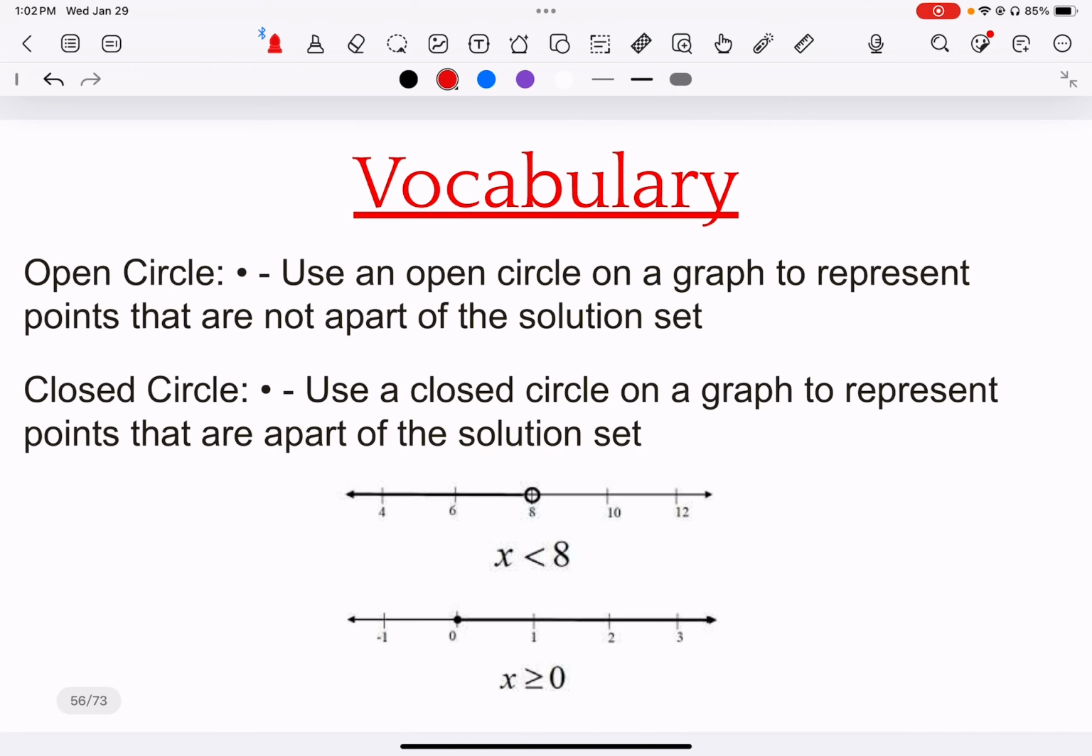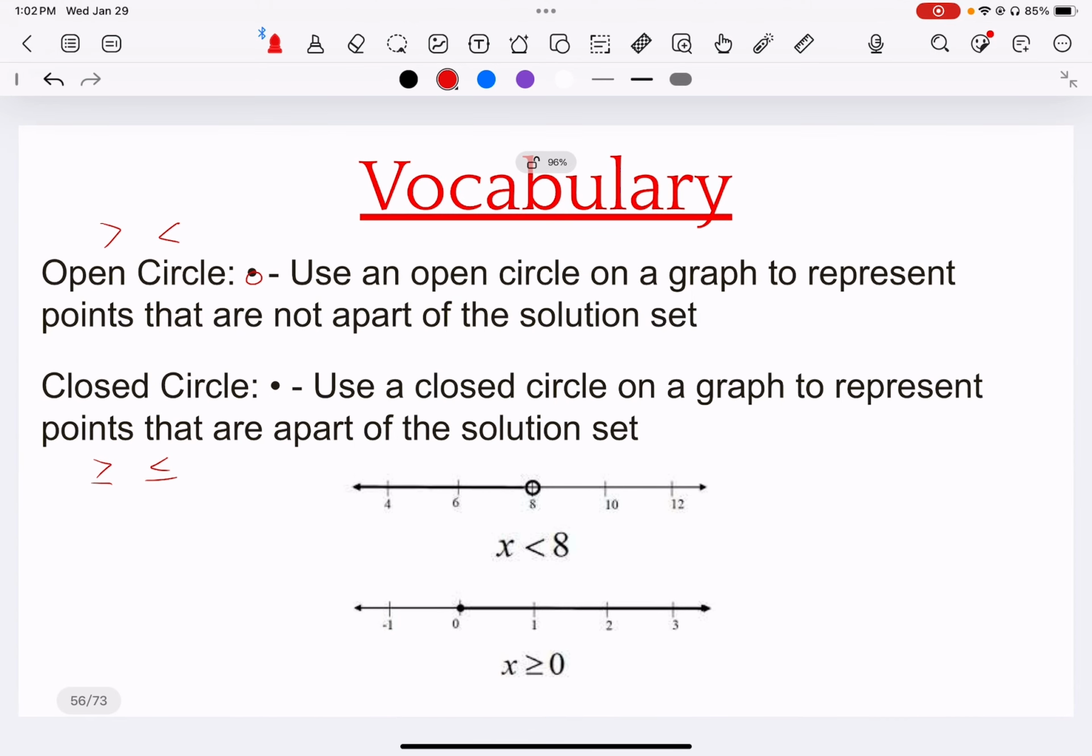When you solve an inequality, you also have to graph it on a number line. When we're graphing it on the number line, an open circle is used to represent points that are not going to be part of our solution set. So we're going to use an open circle for our greater than and for our less than inequality. A closed circle is going to be used to represent points that are part of our solution set, which is the greater than or equal to and the less than or equal to. And then you're going to shade to the left or the right depending on the inequality.